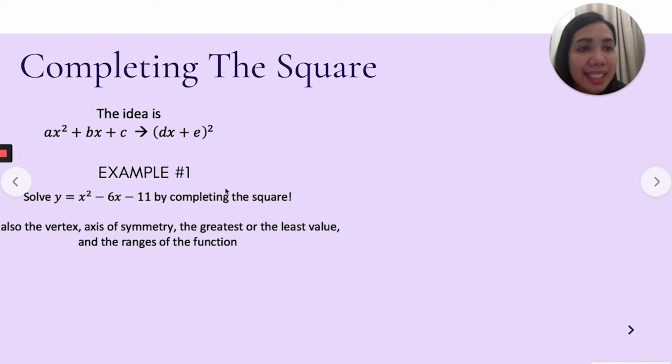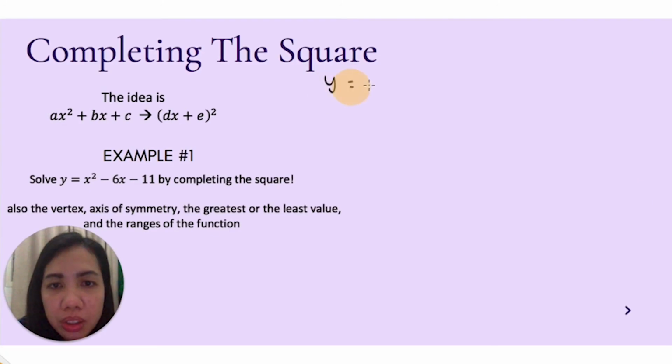Let's see this example. Example 1, solve this by completing the square, and after that find also the vertex, axis of symmetry, the greatest or the least value and the range of the function. Okay, let's see this together. y equals 2x squared minus 6x minus 11.